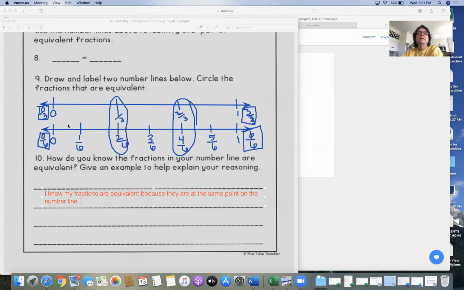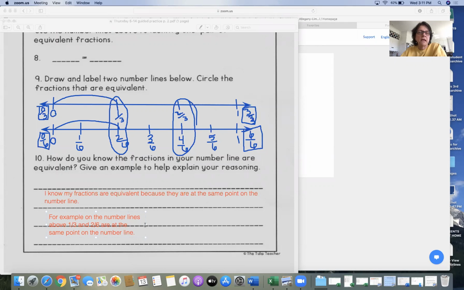Okay, we could also say they're the same distance from 0, because that is certainly true if we look at this. This one is this far from 0, and this one is this far from 0, so they are the same distance. If we measured that, they would be the same distance. Okay, and then it did ask us to give an example. So we're going to write for our example, we'll write, for example, on the number lines above, 1/3 and 2/6 are at the same point on the number line.